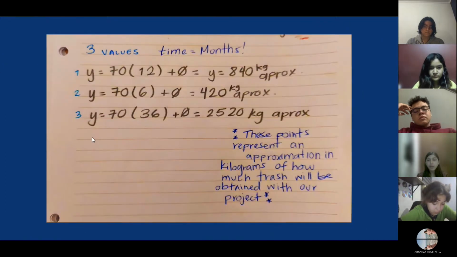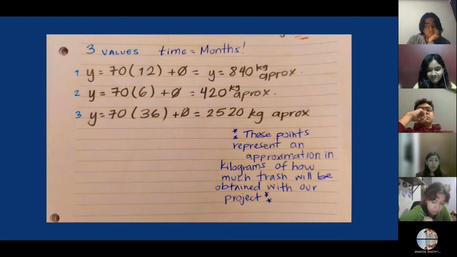And after we find our y-intercept formula, we use 3 values to represent the time. In this case, we use the points to represent an approximation in kilograms of how much trash will be obtained in a project, because it's the dependent variable depending on the time. So we use the values of 12 months in the first one. In the second one, we used 6 months, like half a year. And in the third one, we went up to 3 years.